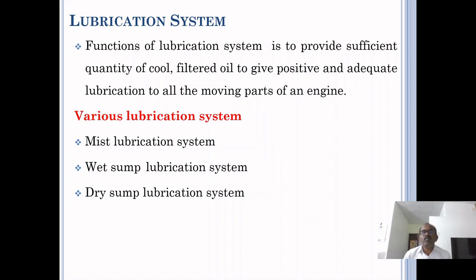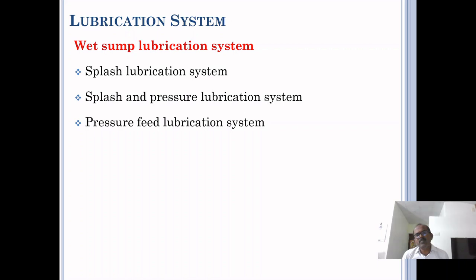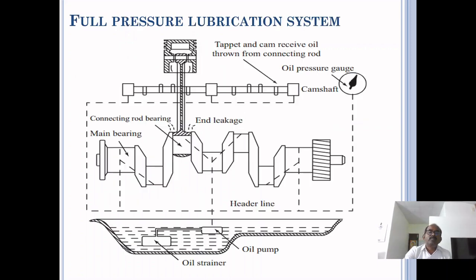The function of the lubrication system is to provide a sufficient quantity of cool, filtered oil to give positive and adequate lubrication to all the moving parts of the engine. Various lubrication systems: mist lubrication, wet-sump lubrication, dry-sump lubrication. The wet-sump lubrication is further classified into splash lubrication system, splash and pressure lubrication system, and pressure feed lubrication system.